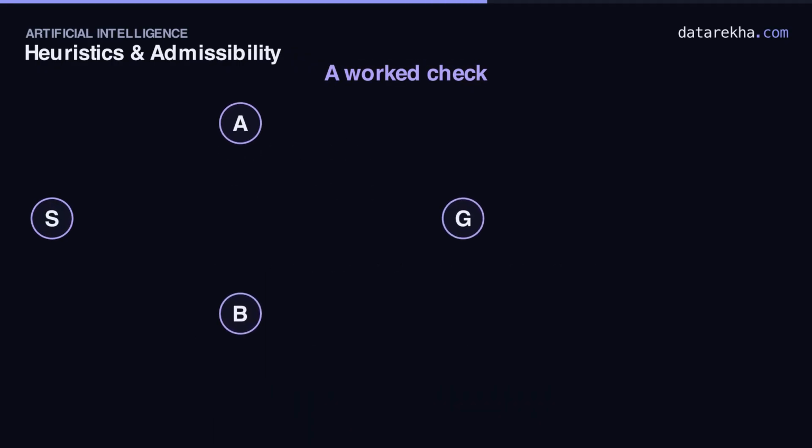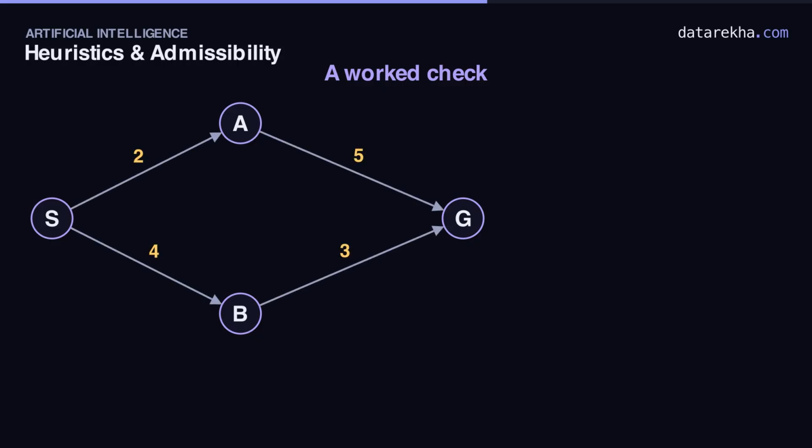Let's make all of this concrete with real numbers. A small directed map, start S, goal G, and two ways round through A or B. S to A costs 2, A to G costs 5, S to B costs 4, B to G costs 3.